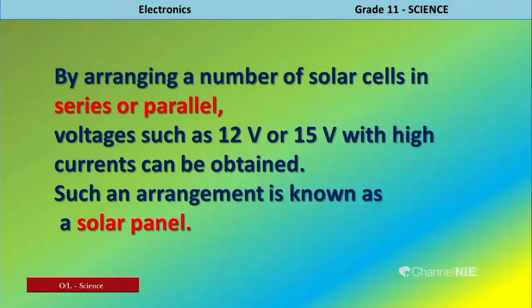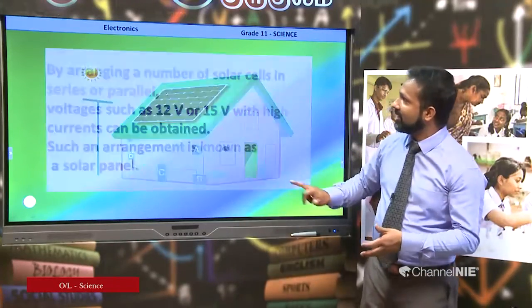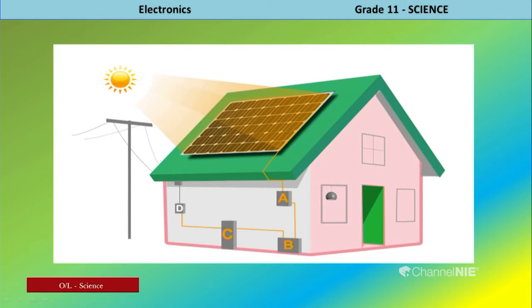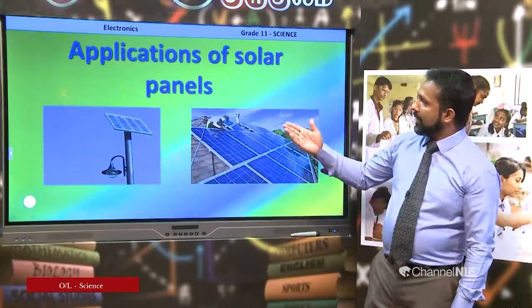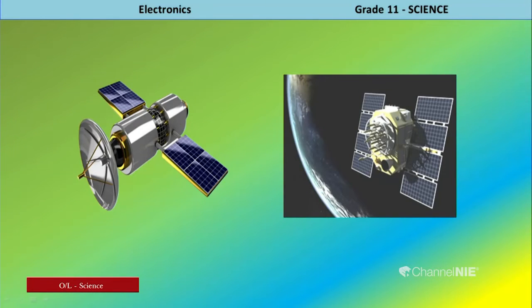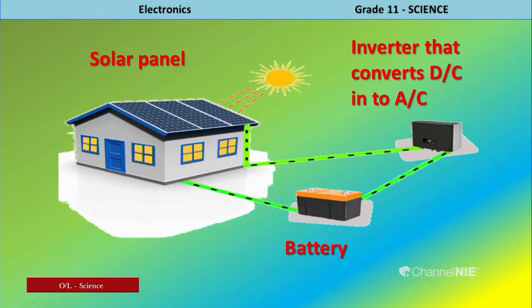So, by arranging a large number of solar cells in series and parallel way, a considerable amount of voltage like 12 volts or 15 volts can be obtained. Such an arrangement is known as solar panel. You will have seen solar panels. Let's focus our attention here. Solar panels receive sunlight, generates electricity. You can use for the lighting up of the houses. Other applications here: street lamps, rooftops, spacecrafts, satellites.